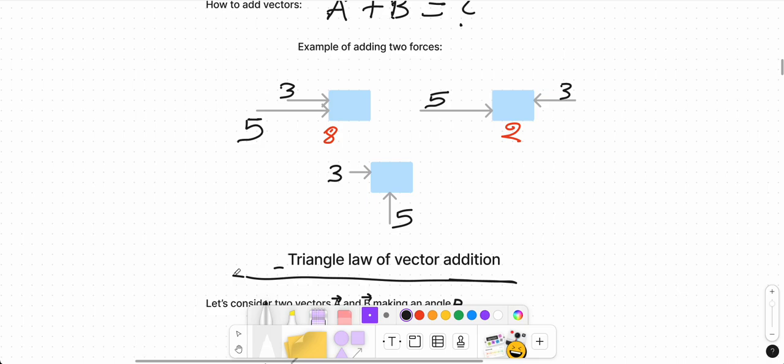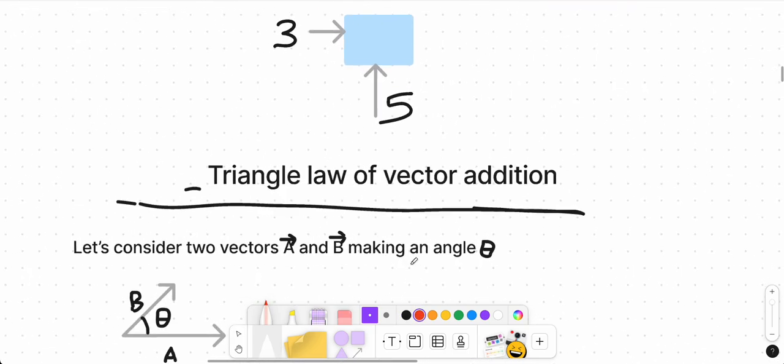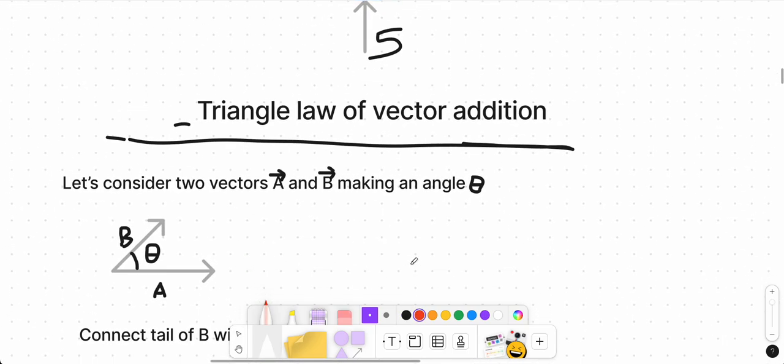Let's go into triangle law of vector addition. In this video, I will complete triangle law of vector addition. Next video, I will go to resolution. Let's proceed. Now, let us consider two vectors, as you can see, A and B. This is A vector and this is B vector, making some angle theta.